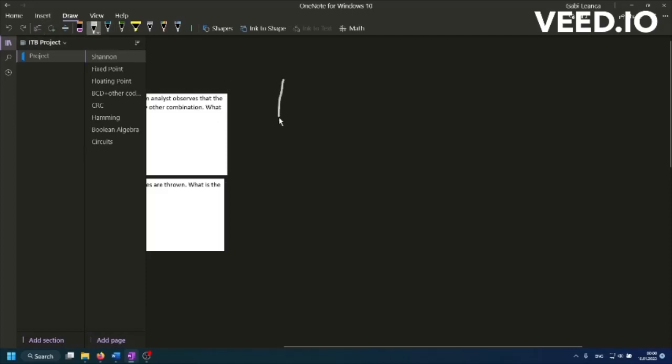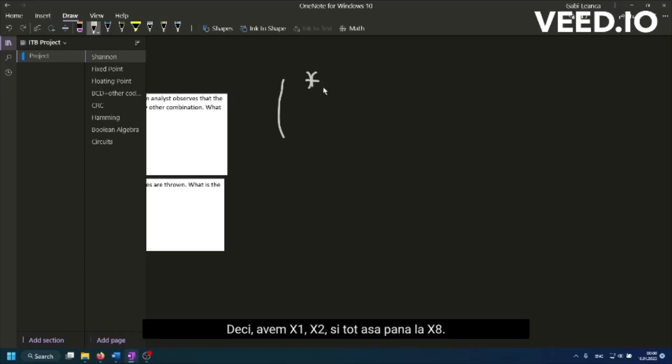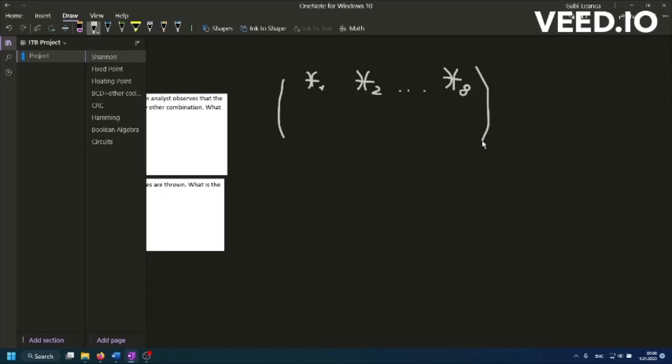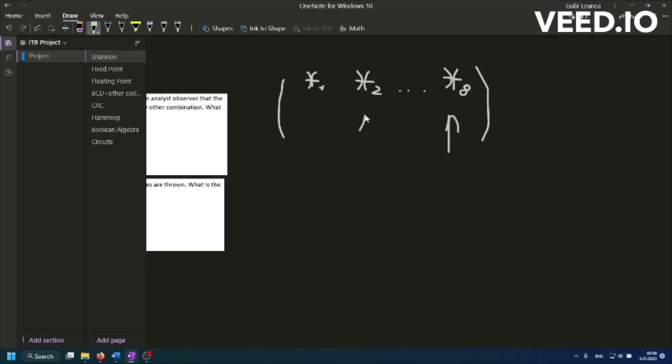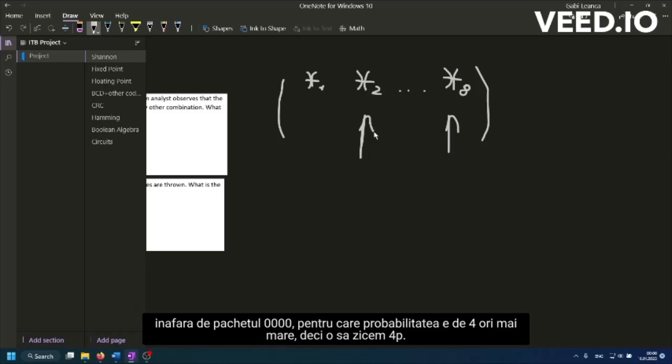So we have x1, x2, all the way to x8. Each of them has a certain probability of being transmitted. Let's say P. Except for the package 000, for which the probability is 4 times higher. So we will say 4P for that one.